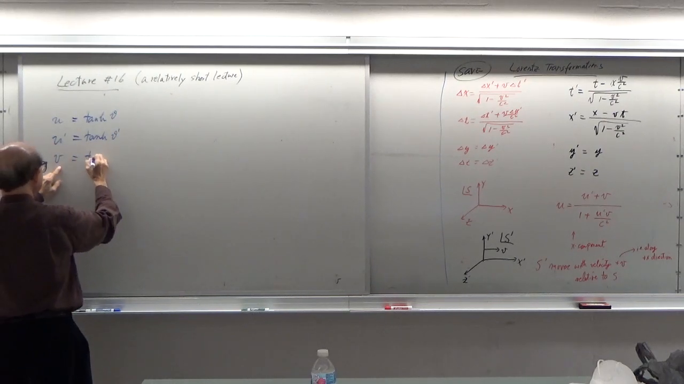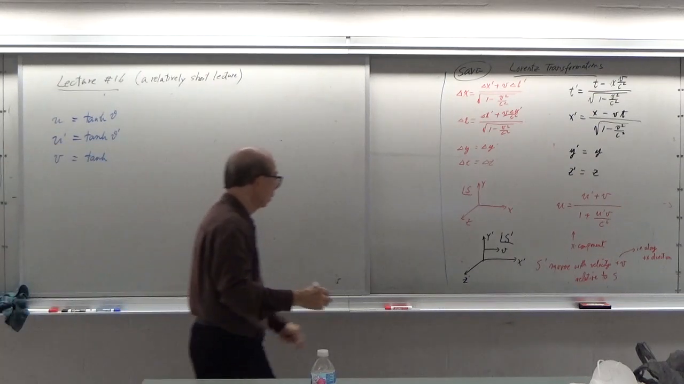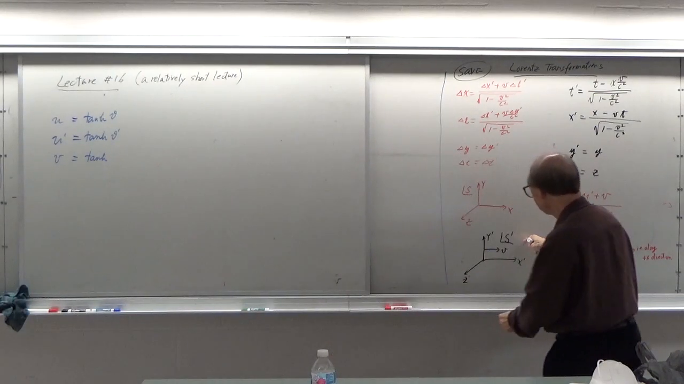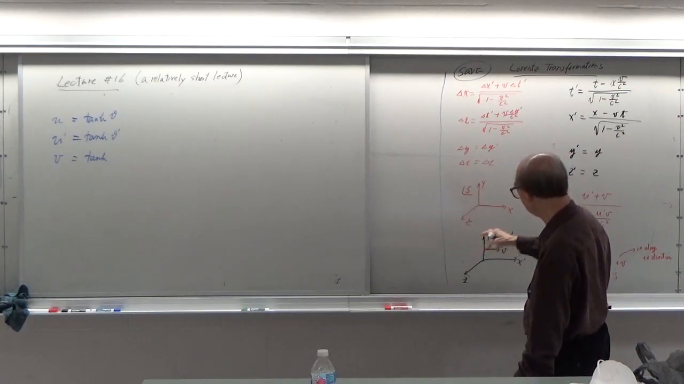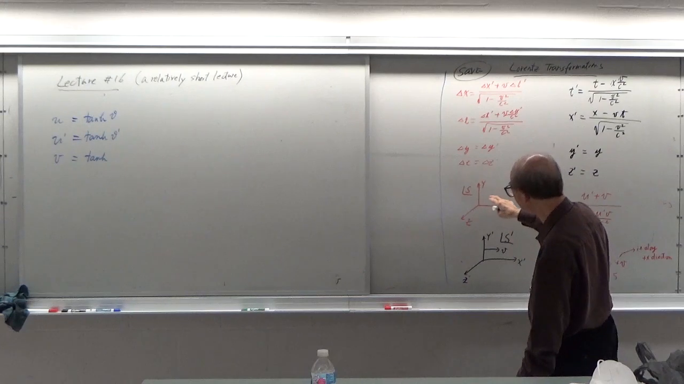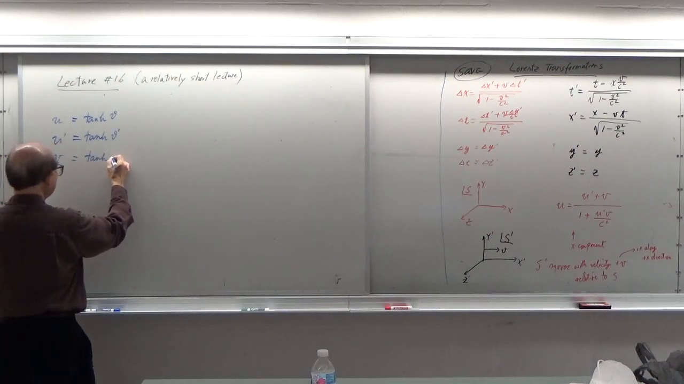V, well, since V stands for the velocity between these two frames, this is the velocity of the primed frame relative to the S frame. So let me attach subscript R to this angle.